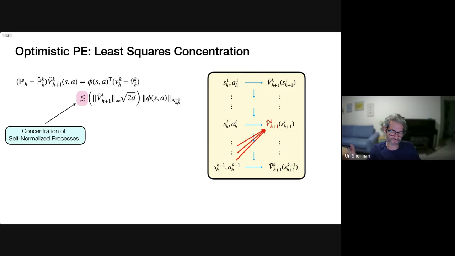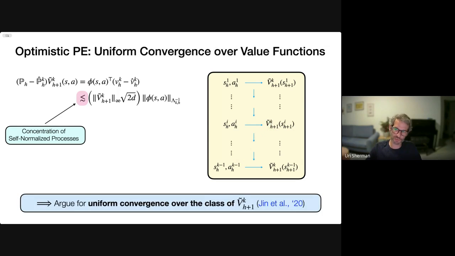But this still means that there is an indirect dependence between future state-actions and this value function as a random variable. So the solution, which was already present in the work of Jin et al., was to argue for uniform convergence over the class of all estimated value functions that the algorithm could encounter during its learning, which essentially brings us back to the situation where these estimated value functions are fixed and not random variables.